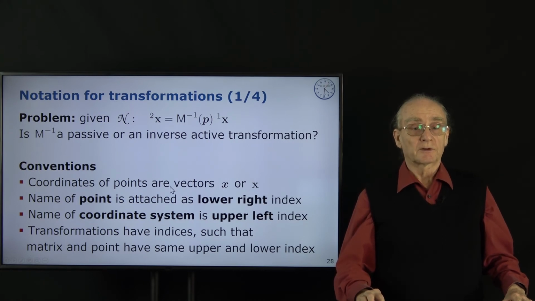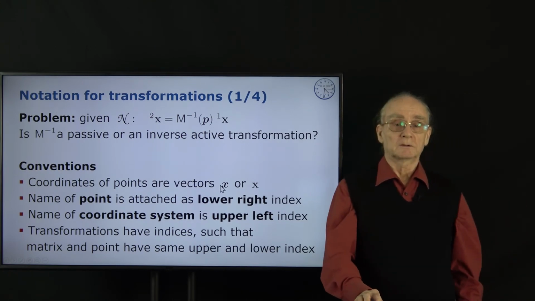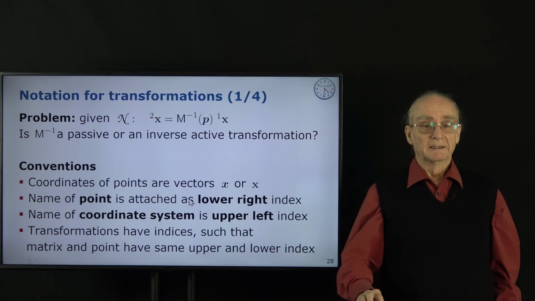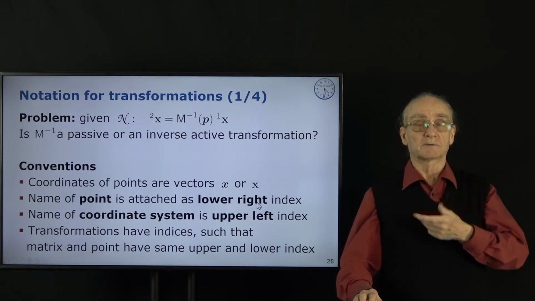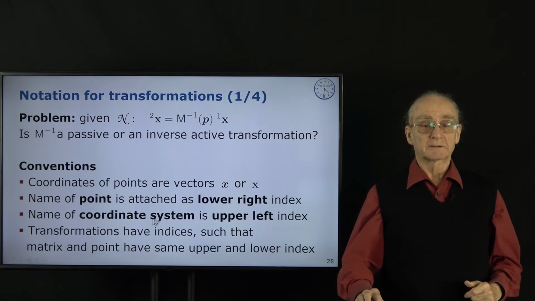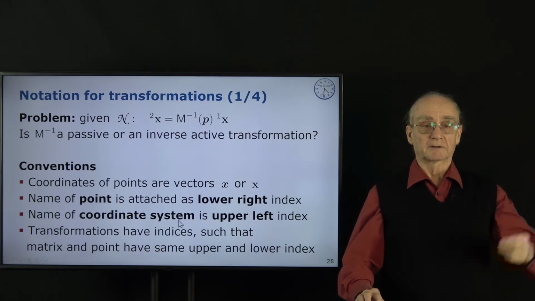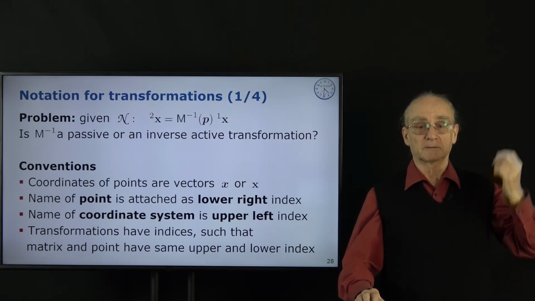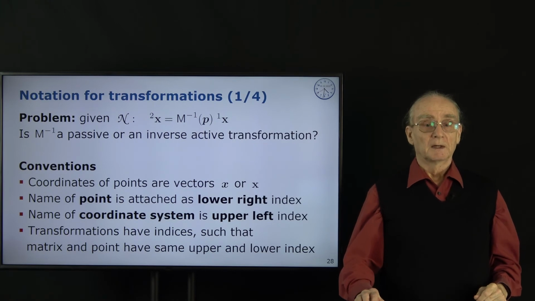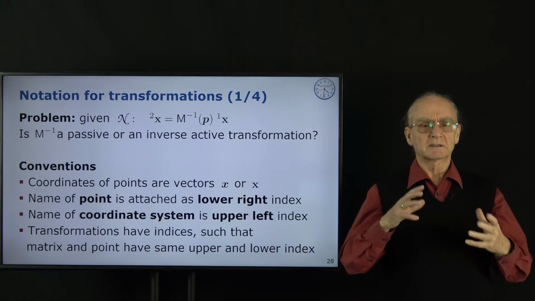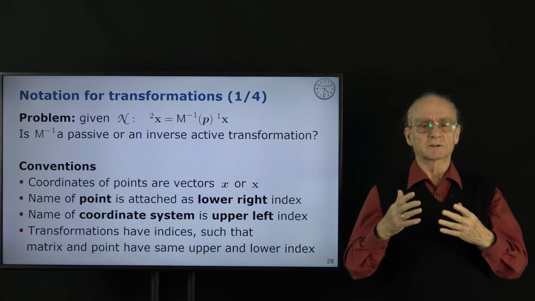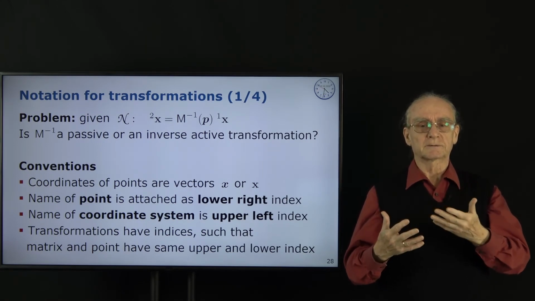We always work with the coordinates of points, and we assume these are vectors, slanted or upright x, depending on whether we work with the non-homogeneous or the homogeneous coordinates. The name of a point is attached as a lower right index. That means we have point x index 1, that means the first point. And the name of the coordinate system is described as an upper left index. That means if you have a world coordinate system, there's an upper left index W, and the transformations use the same indices, but they guarantee that we always have a lower and upper index which we could cancel.